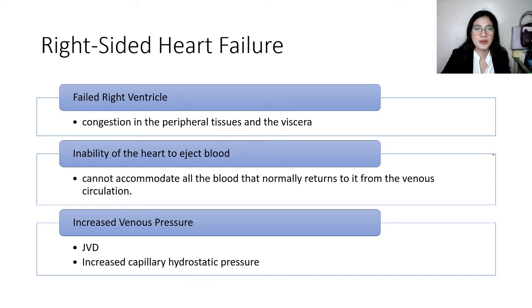On the other hand, we have right-sided heart failure. When the right ventricle fails, there's congestion in the peripheral tissues and in the viscera. The viscera now predominates. This happens because the right side of the heart cannot eject blood and cannot accommodate all the blood that normally returns from the venous circulation. So, there will be increased venous pressure, which will lead to jugular vein distension and increased capillary hydrostatic pressure throughout the venous system.